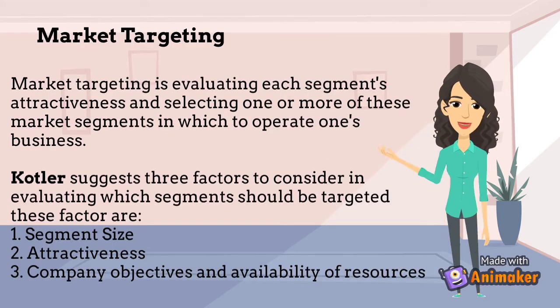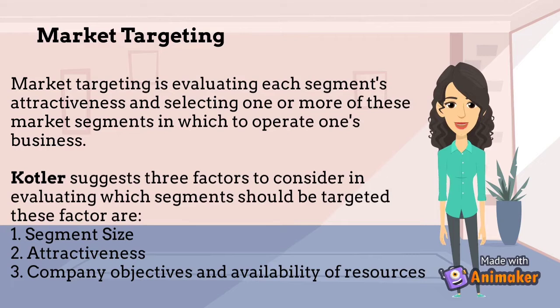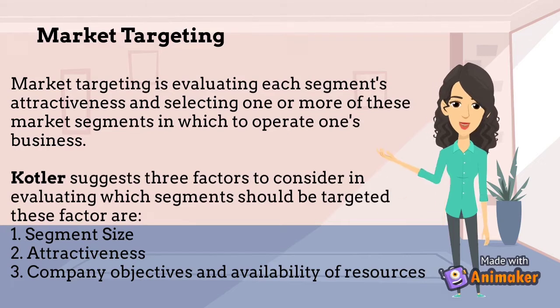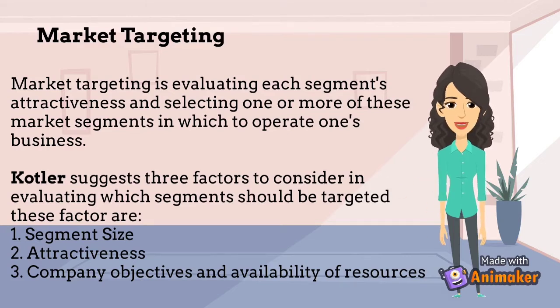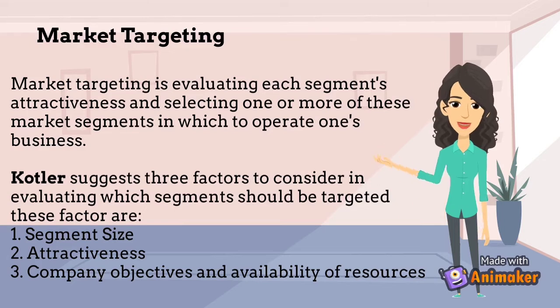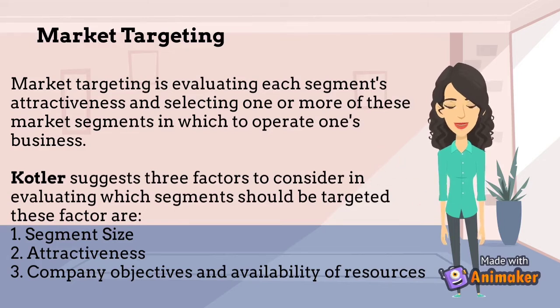Market targeting is the process of selecting a target market, and you can select one or more market segments to operate in the business. Kotler's three factors of segment: First is segment size. Segment size refers to current sales volume, growth rate, and high profit margin.